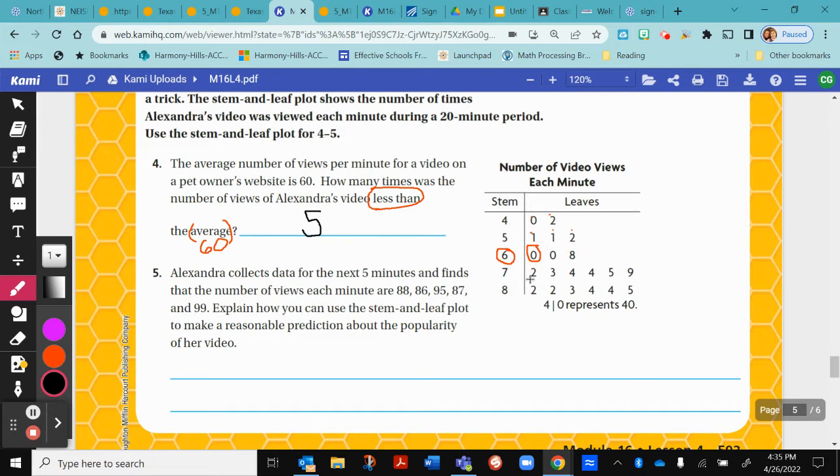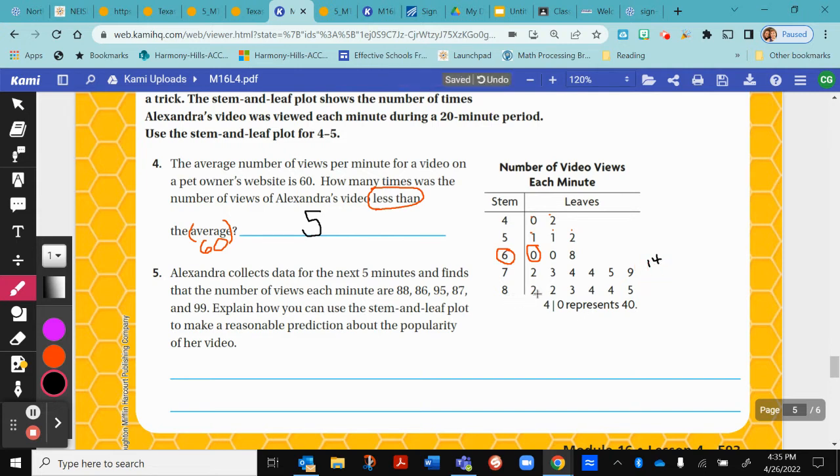Here's 9. The ninth minute was 72. 10 was at 73. 11 had 74 views. 12 minutes had 74 views, so it stayed the same. The next minute was 75, and the next is 79. So far I have 5, 6, 7, 8, 9, 10, 11, 12, 13, 14. So that's 14 views right here so far.